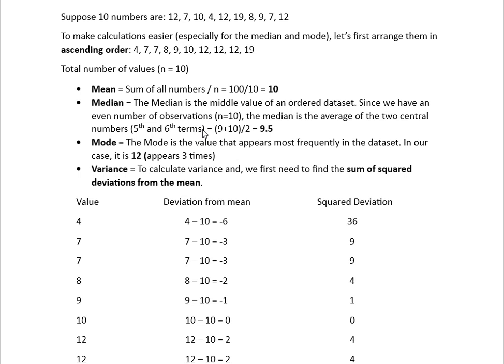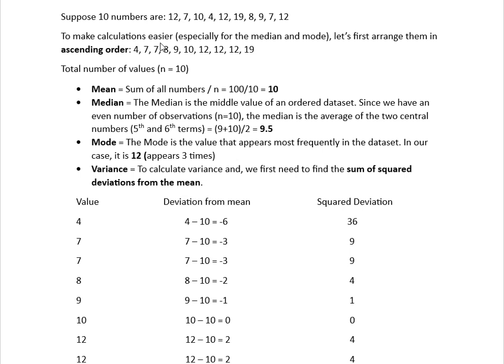So let's start. Suppose 10 numbers are 12, 7, 10, 4, 12, 19, 8, 9, 7, 12. I took here 10 numbers just for giving you the example. You can take 20, 30 or whatever number you like. So I just took 10 random numbers here, which is written as 12, 7, 10, 4, 12, 19, 8, 9, 7, 12.